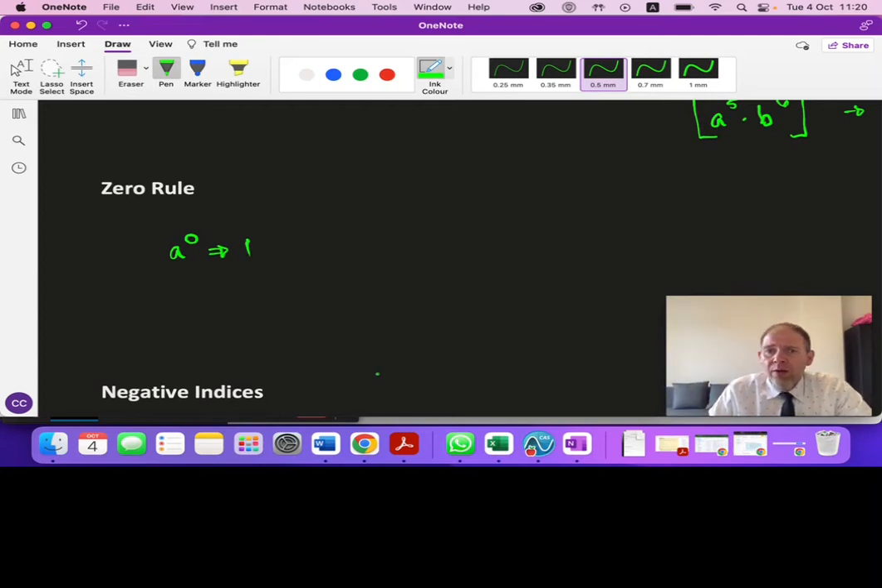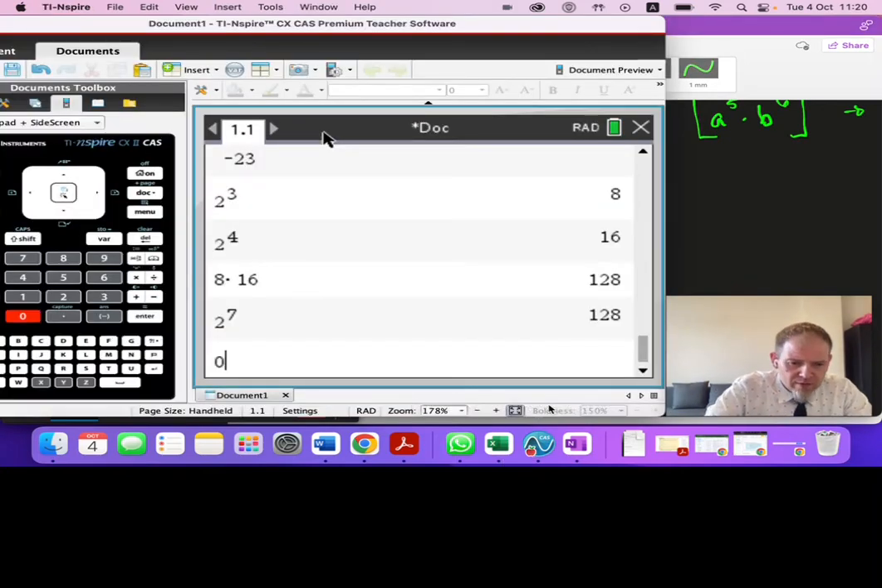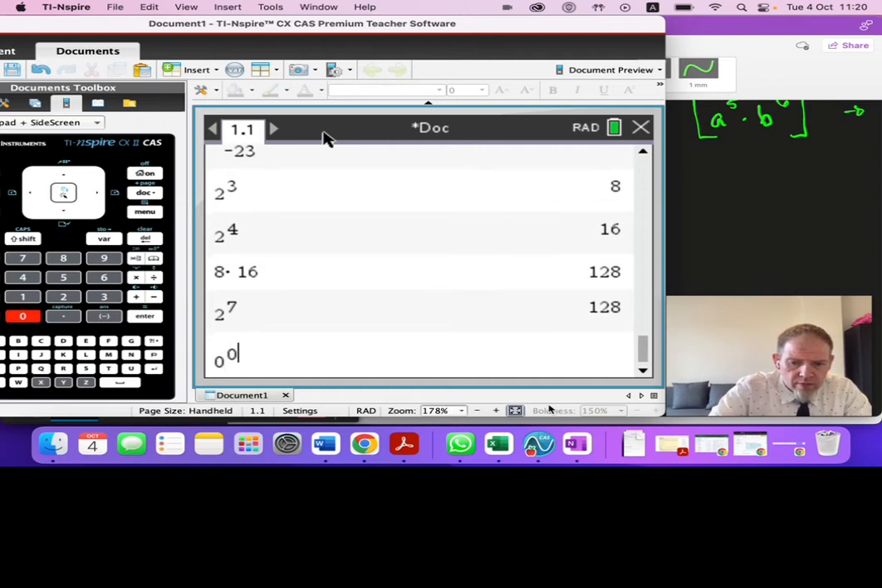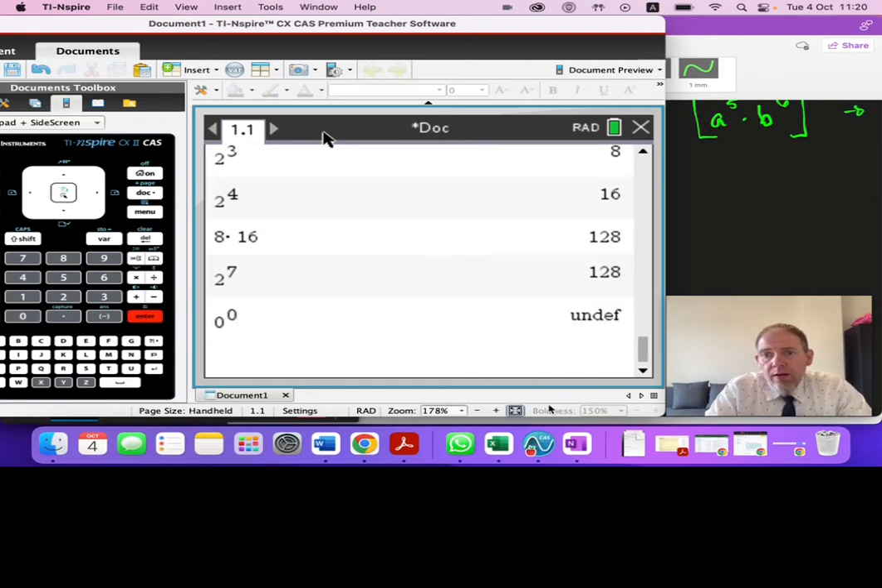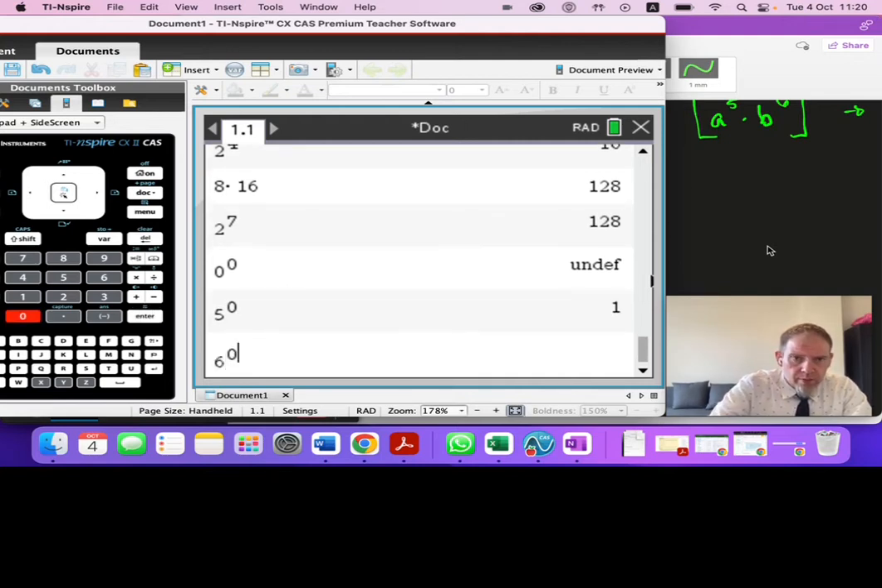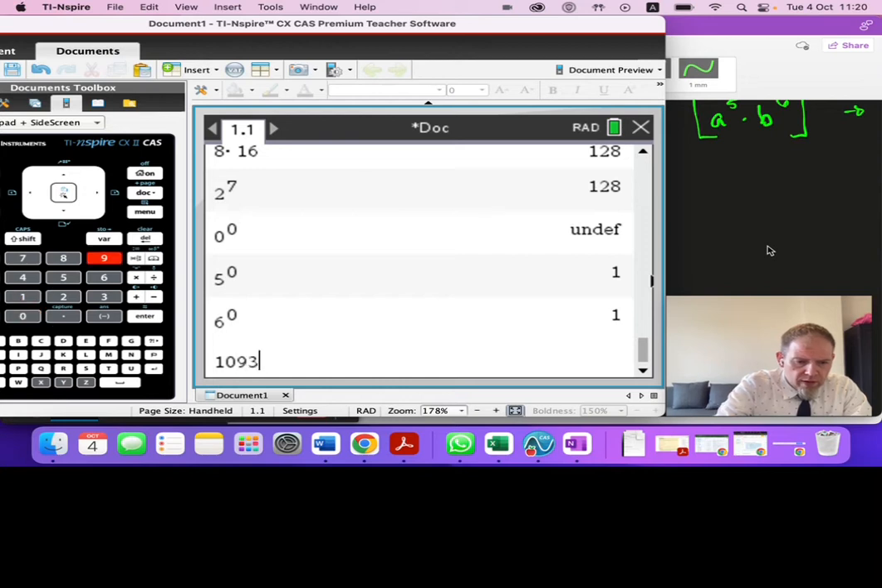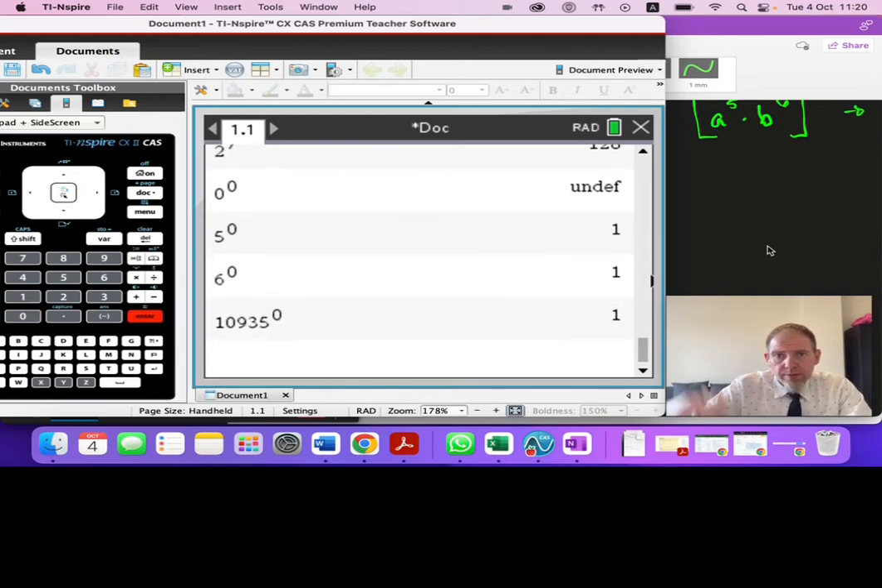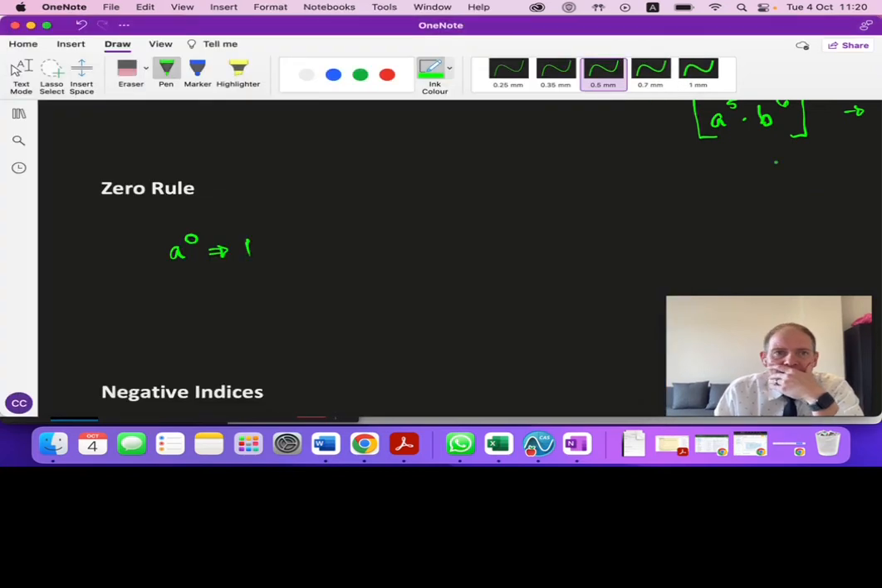But actually, why don't we see what our calculator says about that? 0 to the 0 power. Your calculator calls it undefined. Calculator's right. But anything else, let's just see what happens. 6 to the 0 power. 1, 0, 5, 9, 3, 6 to the 0 power. It's always 1. Got that one down.